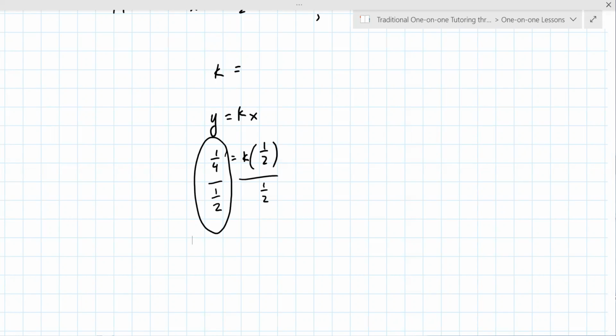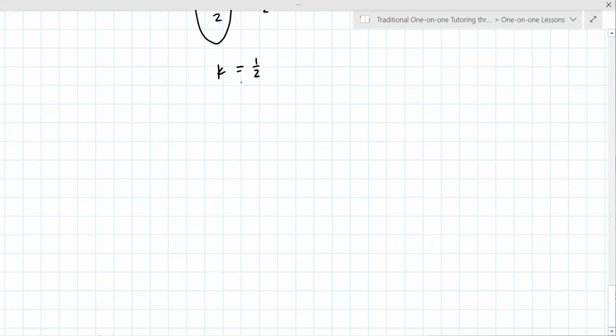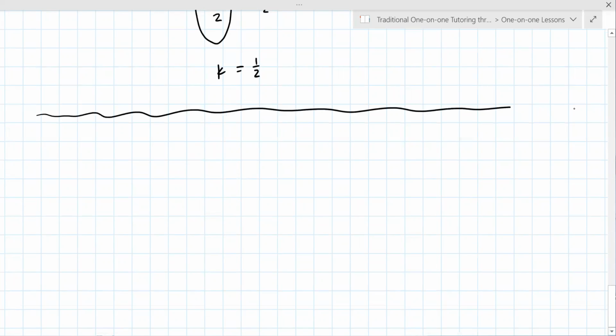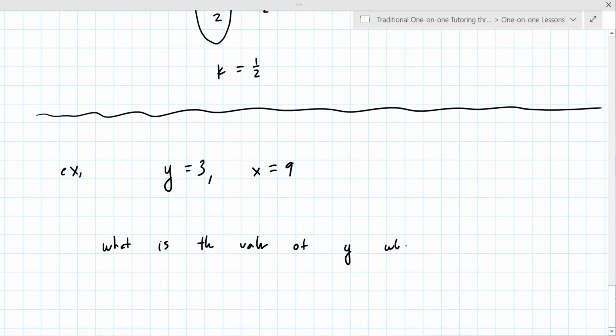So 1/4 divided by 1/2 is the same as multiplying by the reciprocal, which is 1/2. Yes. So K in this case is 1/2. Okay. So the thing though is once you find the value of K, you're not done. So in another example we might do here, I might tell you that when Y is 3, X is 9, and then the question would say, what is the value of Y when X equals 27?